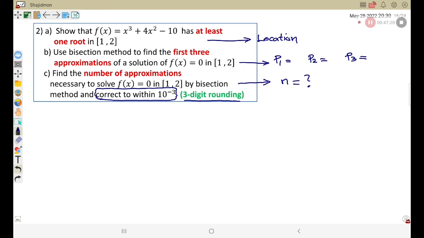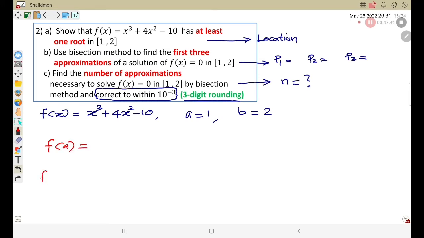Whatever is given, first write here f of x. F of x equal to x power 3 plus 4x power 2 minus 10. What is the a number? A number is 1. What is the b number? B number is 2. Now just calculate f of a and f of b, for checking whether the location is correct or not.